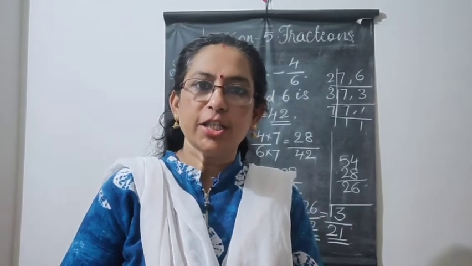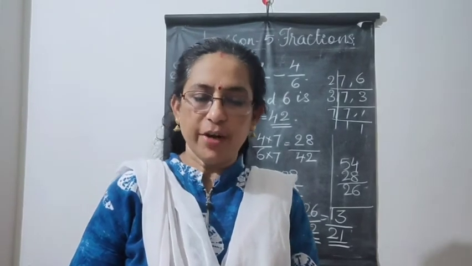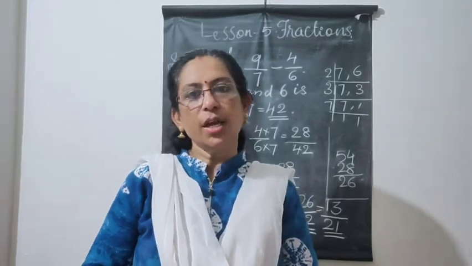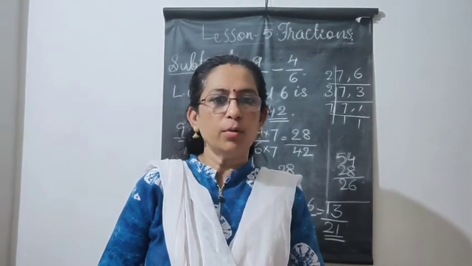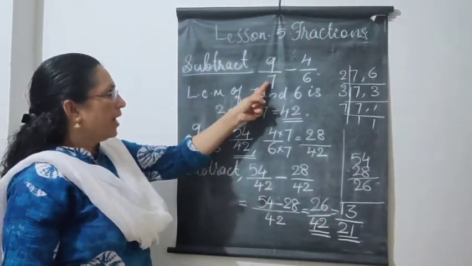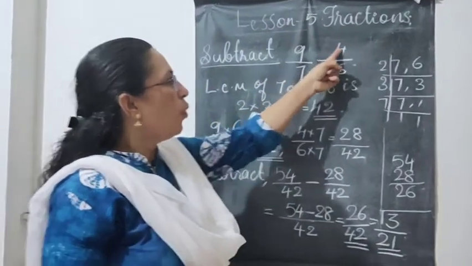Okay students, next, subtraction of fractions. The process, the calculation, the solutions, everything is the same. Only we have to change the symbols. See one example. Subtract 9 by 7 minus 4 by 6.